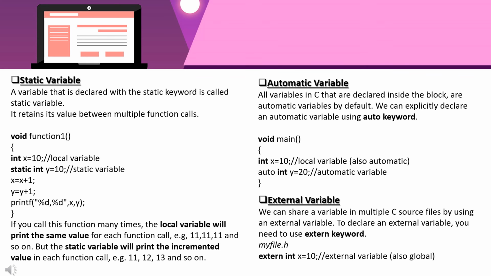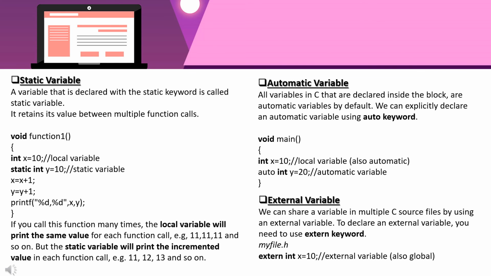All variables in C that are declared inside the block are automatic variables by default. We can explicitly declare an automatic variable using the auto keyword. In this example, int x equal to 10 is a local variable. Also, it can be automatic. And also, I have declared here auto int y equal to 20, which is an automatic variable.